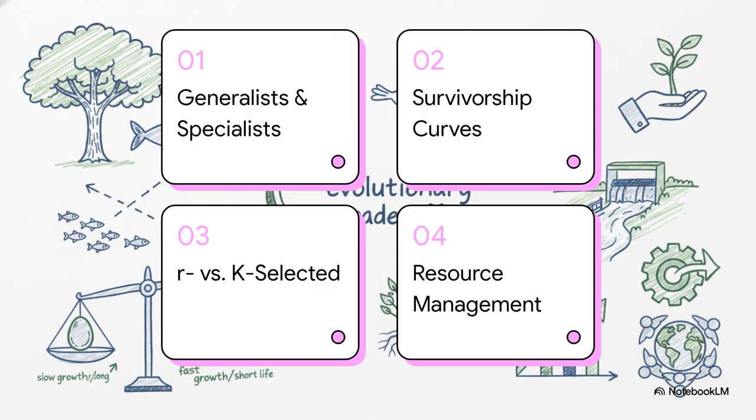Okay, let's dive right into this. Here's our roadmap for today. First up, we'll look at generalists versus specialists. Then, we'll map out the 3 survivorship curves. Third, we'll compare R-selected and K-selected strategies. And finally, we'll tie it all together by looking at how we manage our natural resources.